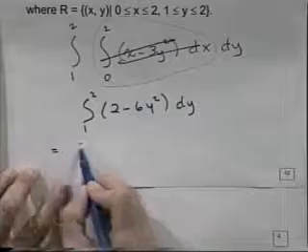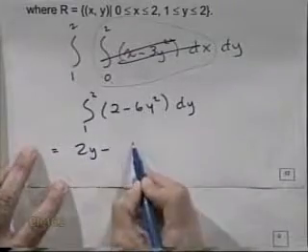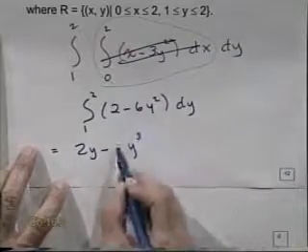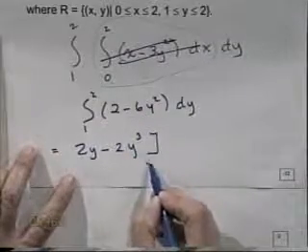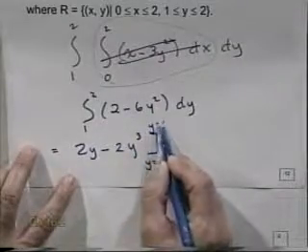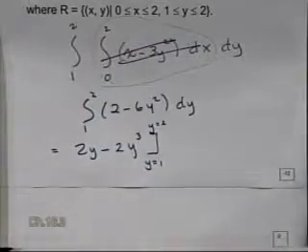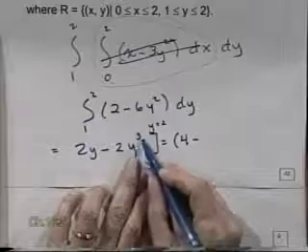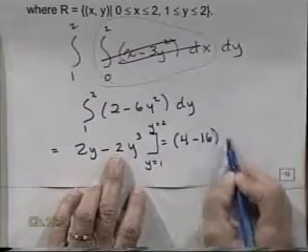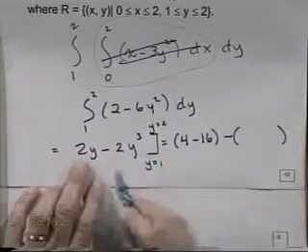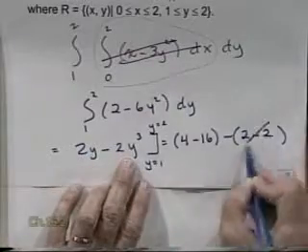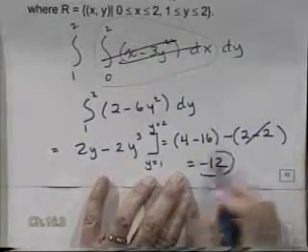And then that one's going to be 2y minus, increase your exponent by 1, gives you y to the third, dividing by 3 would give me a 2. And here we have to go from y equals 1 to y equals 2. Okay, and you pop in a 2 here. 2 times 2 is 4, minus 2 times 2 cubed, 8, is 16, so 4 minus 16, minus, parentheses, popping in a 1, 2 times 1 is 2, minus 2 times 1 is 2. These guys cancel, so we just get a negative 12.